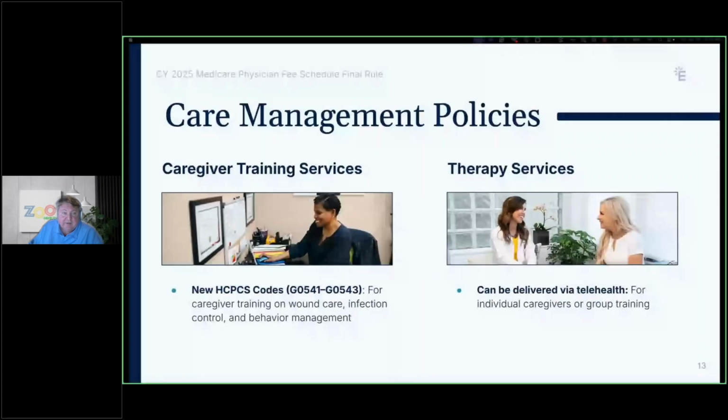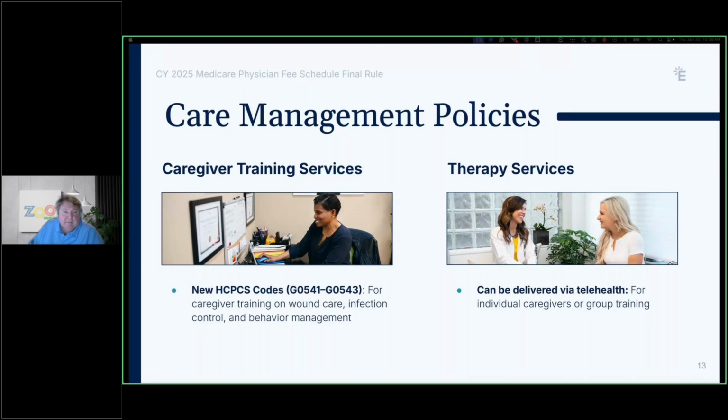So these codes recognize the value of caregiver education, enabling you to deliver hands-on instruction that improves patient care, but you also have to capture reimbursement for your time. So make sure you document the session was caregiver focused and that the patient was not involved. Patient can't be involved. Don't forget to confirm that the training meets clinical guidelines for preventing complications and improving quality of life.